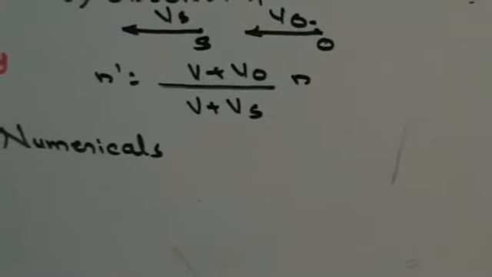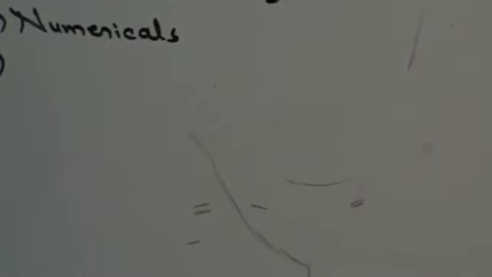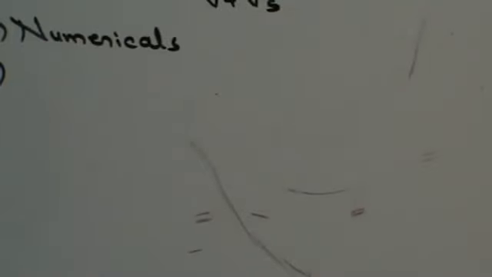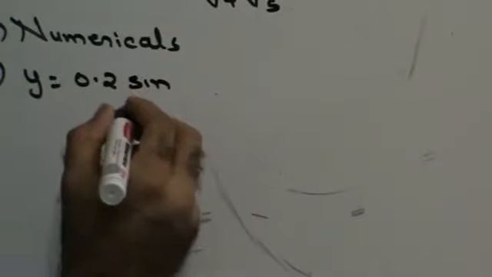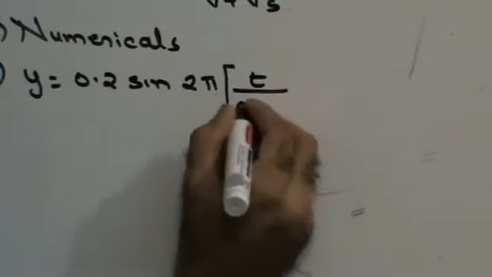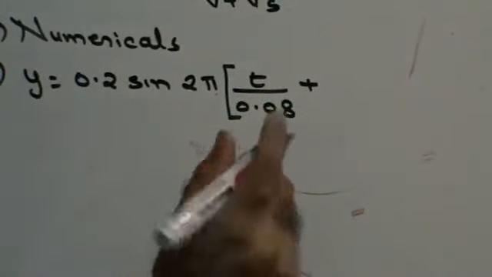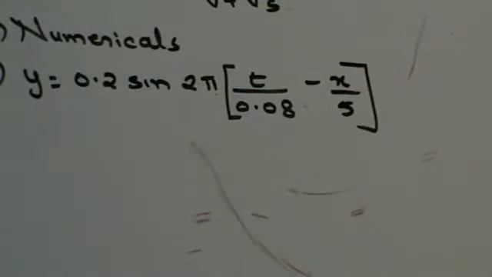Take down the numerical. The equation of a progressive wave is represented by 0.2 sine 2 pi (t upon 0.08 plus or minus x upon 5), where all quantities are in SI units.